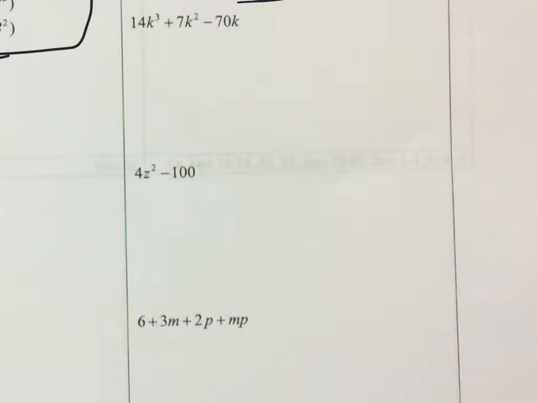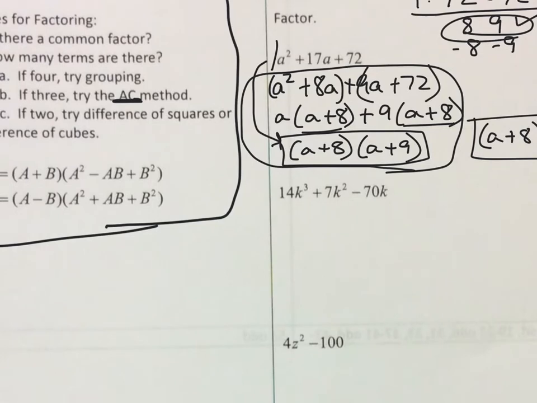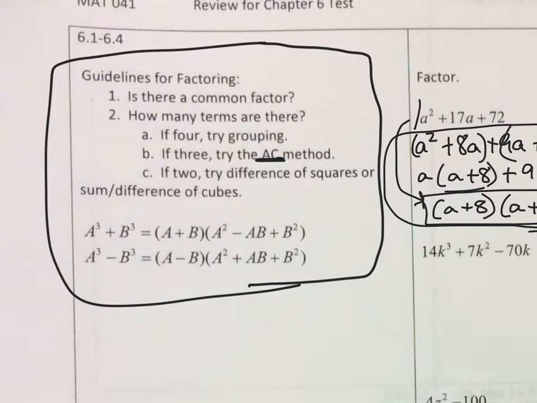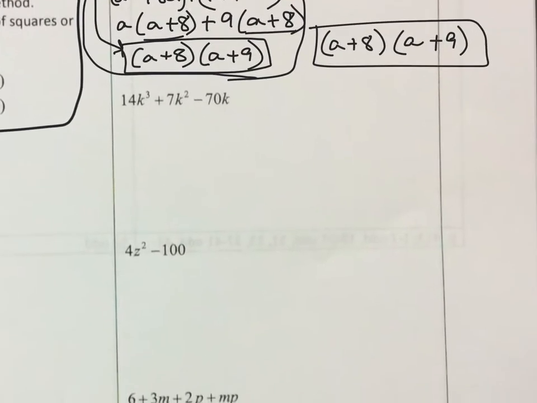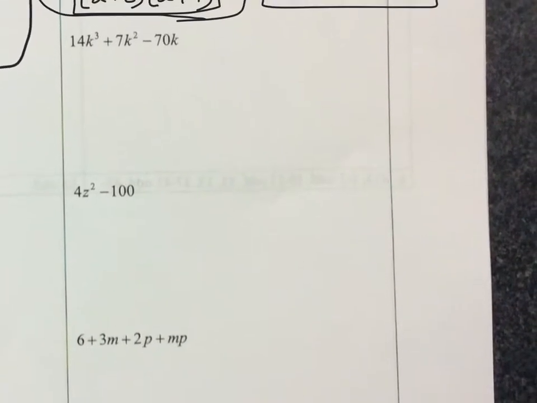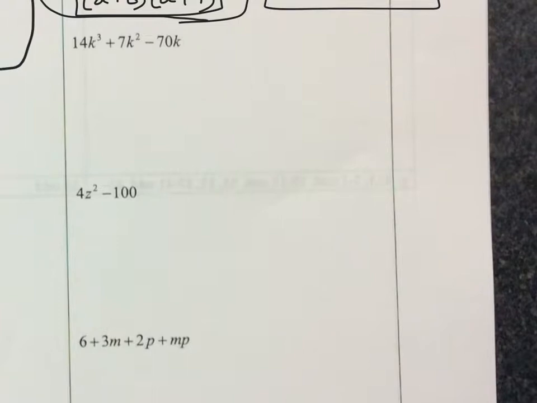14k cubed plus 7k squared minus 70k. And again, we're going to start with our question. First question is, is there a common factor? So let's look at that problem and see. I think so too. What'll go into 14, 7, and 70?